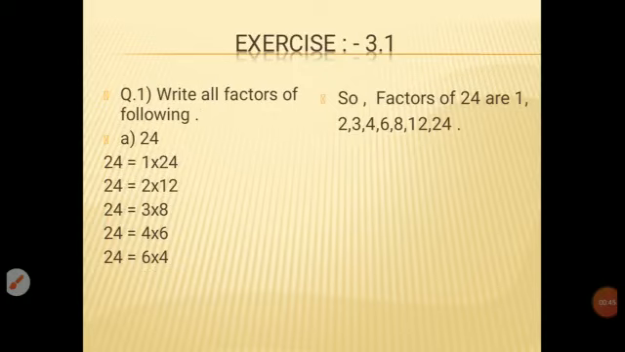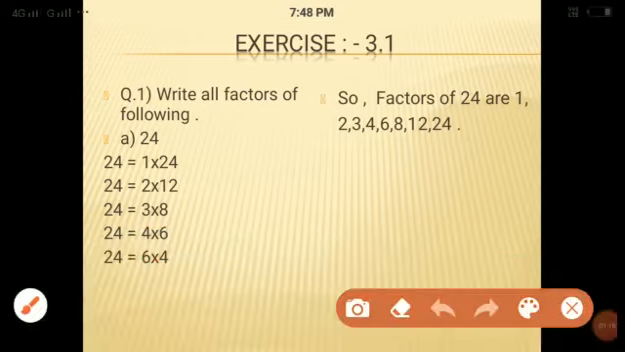Now exercise 3.1. The question is: write all factors of the following. The first number is 24. So 24 we can write as 1 multiply 24, 2 multiply 12, that is 12 twos are 24, 3 multiply 8, that is 3 eights are 24 and 8 threes are 24, and 4 sixes are 24 and 6 fours are 24. Here the numbers are repeated, so we can stop here.